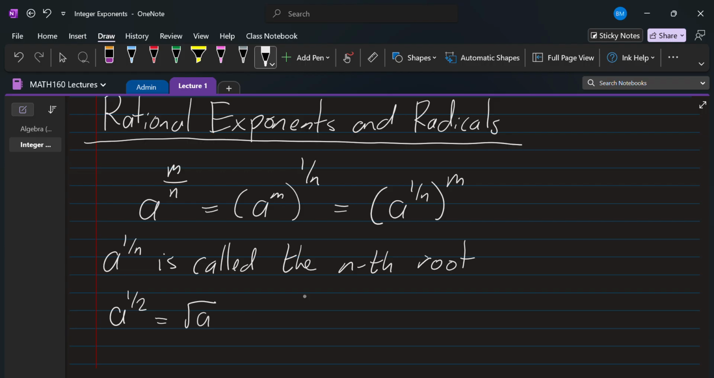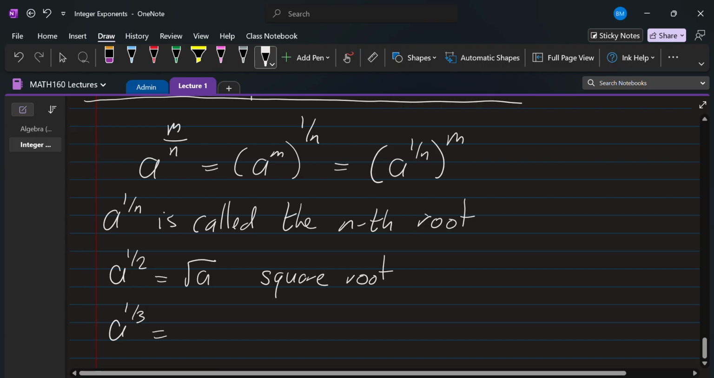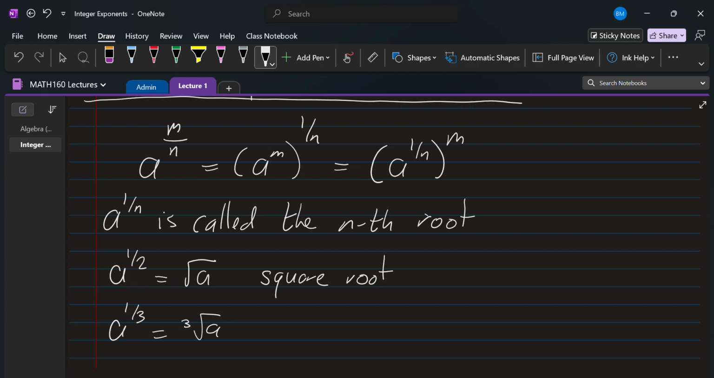Okay, what is this, a to the 1 over n? We call that the nth root. So a to the 1 over n is called the nth root. Okay, so if we have a to the half, that is the square root. You're all familiar with that. A to the 1 over 3, that's the cube root, fourth root, fifth root, and so on. So a to the half, that is the square root, right? Just root a, you know what that is. So square root.